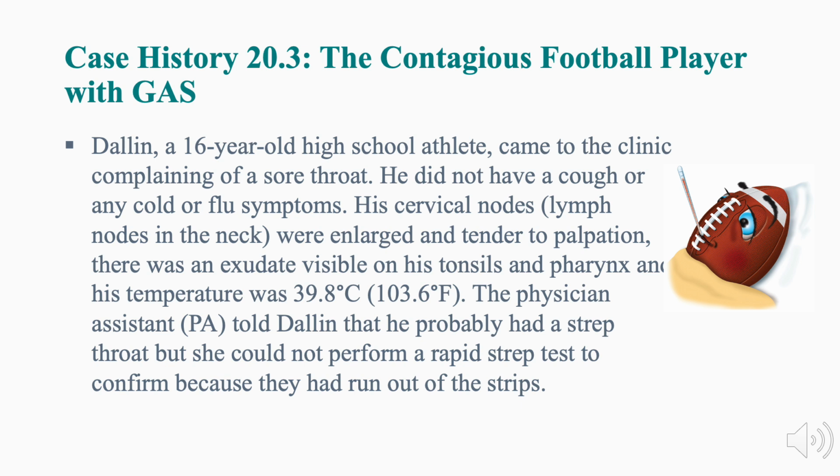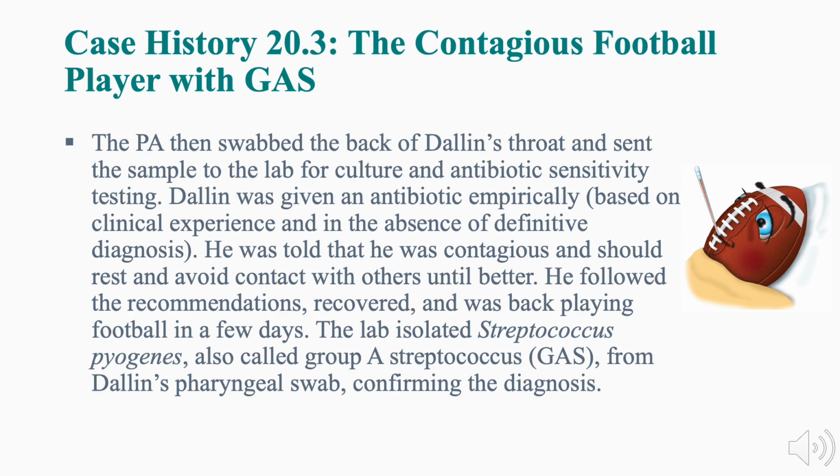The physician assistant told Dalen that he probably had strep throat, but she could not perform a rapid strep test to confirm because they had run out of strips. The PA then swabbed the back of Dalen's throat and sent the sample to the lab for culture and antibiotic sensitivity testing. Dalen was given an antibiotic empirically, which is before the diagnosis was confirmed.